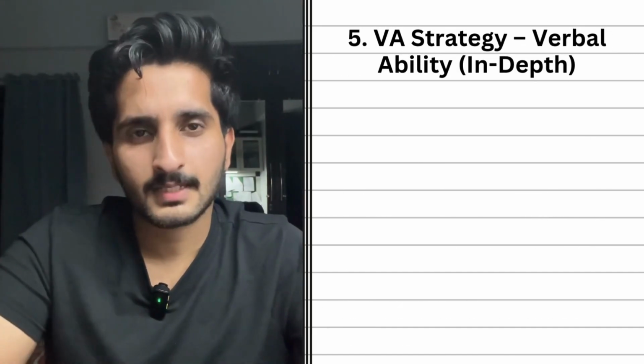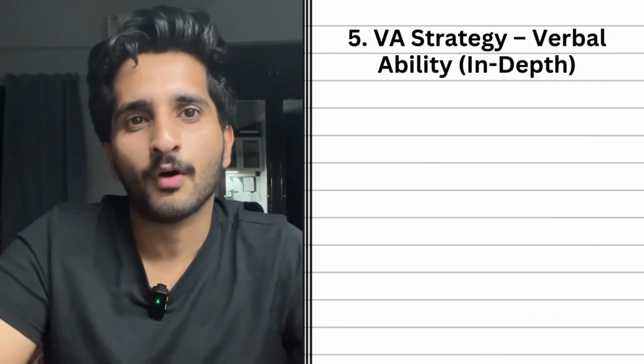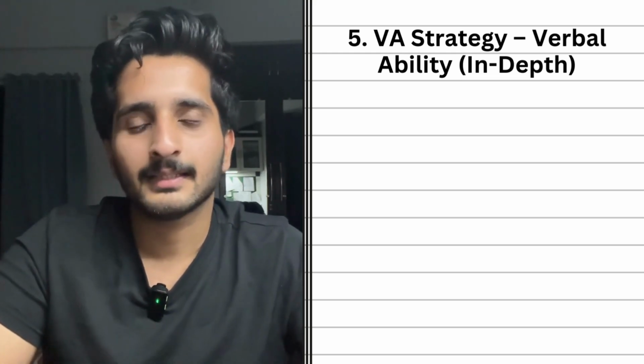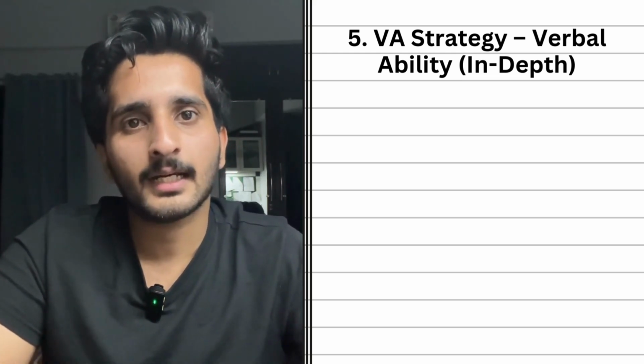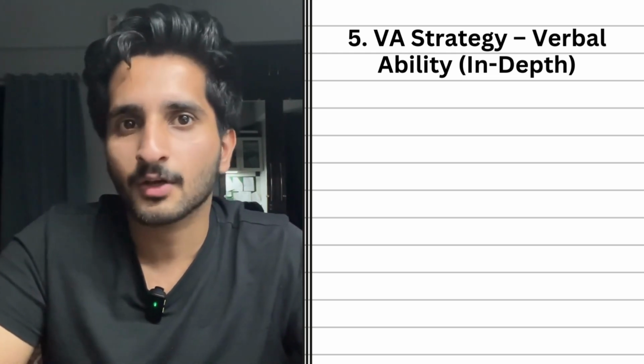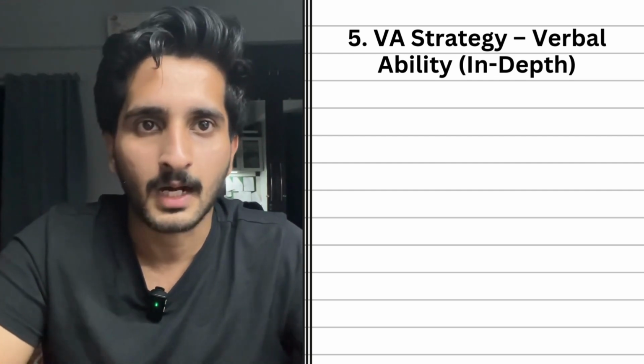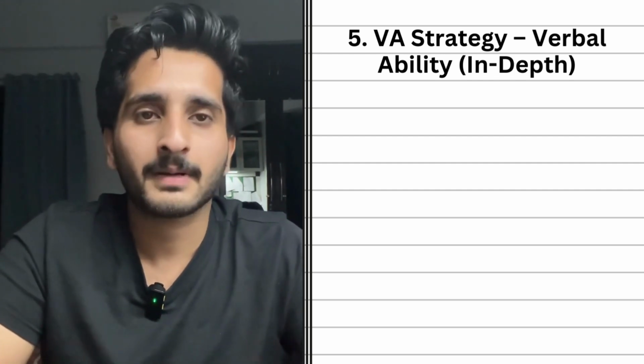Now moving to the next section. So let's talk about the VA section, which is verbal ability. It is often treated as a bonus section, but that's a mistake. In CAT, every TITA question counts, and they are your best shot at scoring risk-free marks. Now, how do you practice VA?